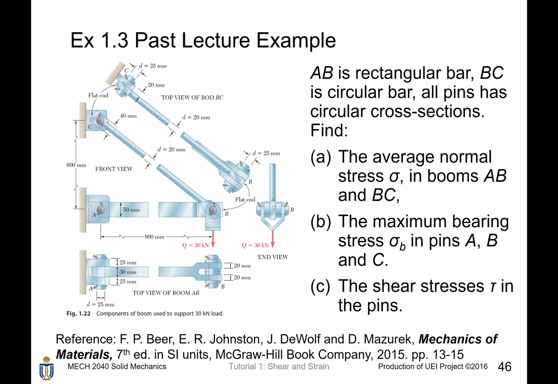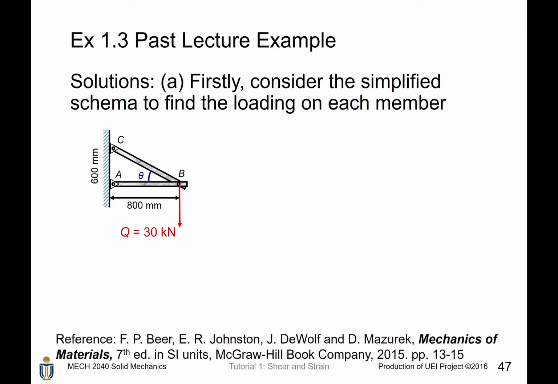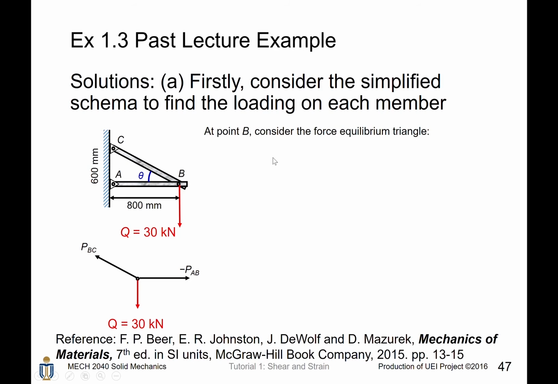Also, we are going to find the maximum bearing stress in the 3 pins. Besides, we are going to find the shear stresses tau in the 3 pins. So basically, the stress of this problem is put at those pins instead of the whole structure. Firstly, let's consider a simplified schema to find the loading on each member. The structure is simplified like this. And for point B, we can draw the free body diagram for this joint. At this point, consider the force equilibrium triangle, which has already been taught in the statics and dynamics course.